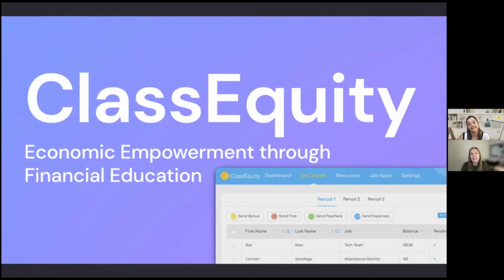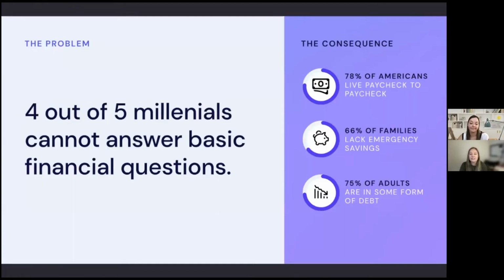But having taught in a low-income school, I was made painfully aware that a vast majority of students don't have access to the foundational skills. 4 out of 5 millennials can't answer basic financial questions, and it snowballs from there. 78% of Americans are living paycheck to paycheck, and 3 out of 4 adults are in some form of debt, many believing they always will be.